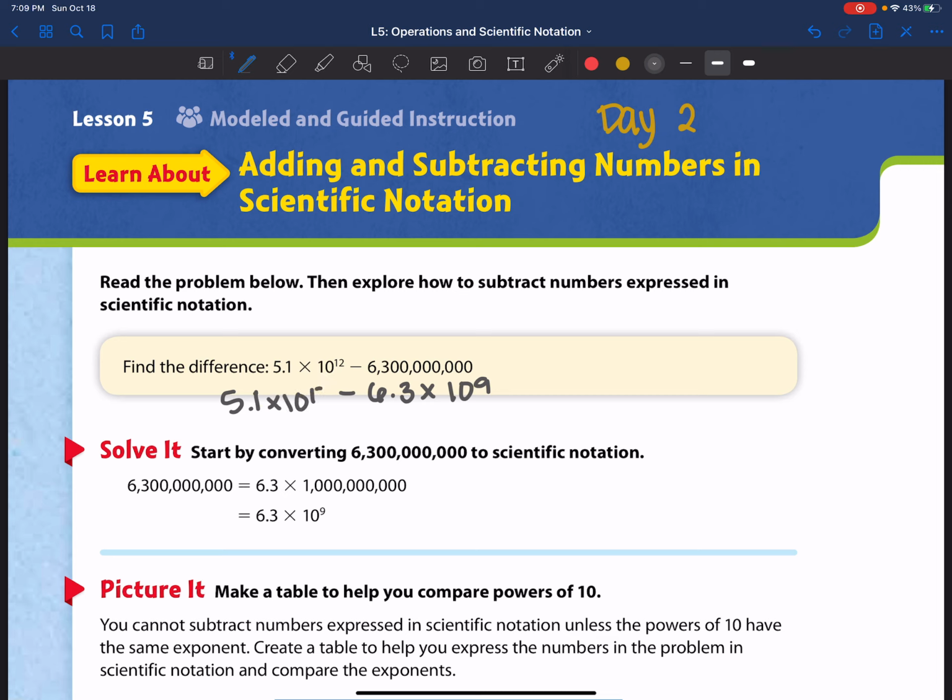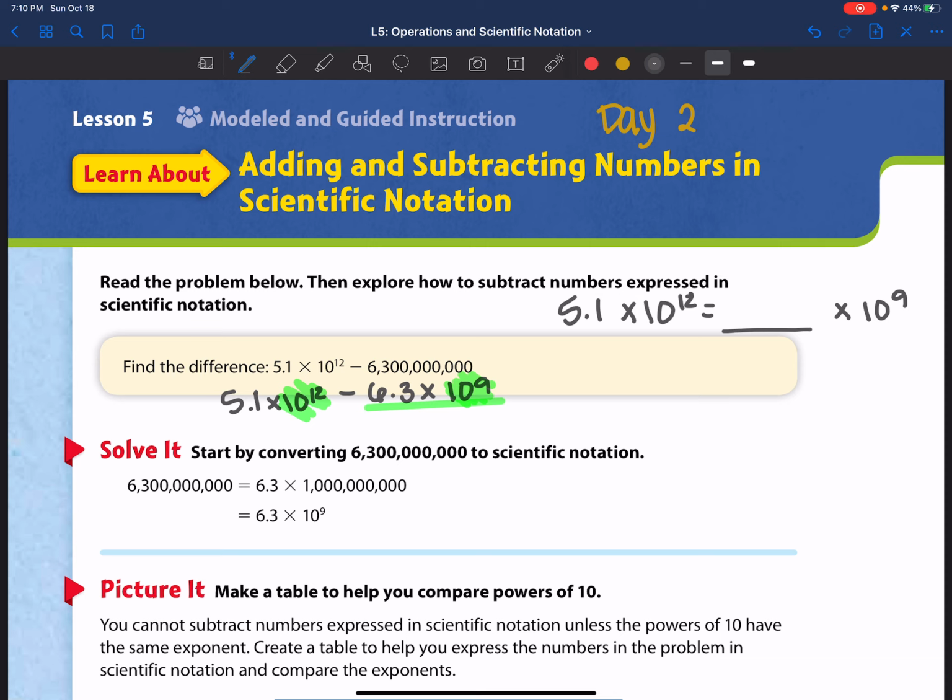And just like yesterday's textbook pages, what I'm going to do is find the term that has the lower exponent, and that term is our second term, and that power of 10 is 10 to the ninth. So I need to change 10 to the 12th to be 10 to the ninth. So I'm going to start off with 5.1 times 10 to the 12th, and I need it to be equivalent to something times 10 to the ninth power.